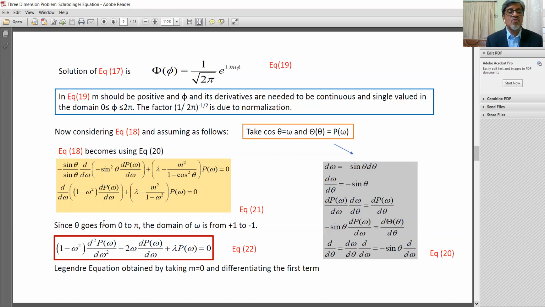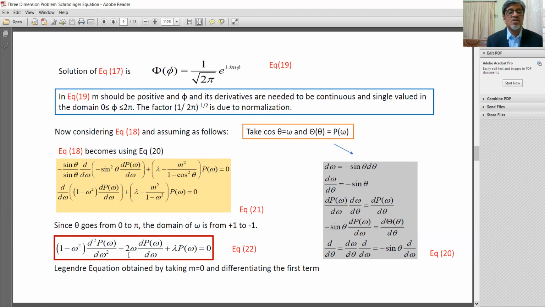Now, since theta goes from 0 to pi, the domain of omega is from +1 to -1, because omega is in terms of cos theta. So that is why the domain changes from +1 to -1. And this is equation number 21, and it can be modified and written in another form. Taking the differentiation, because d by d omega is there, it comes into this particular form very simply.